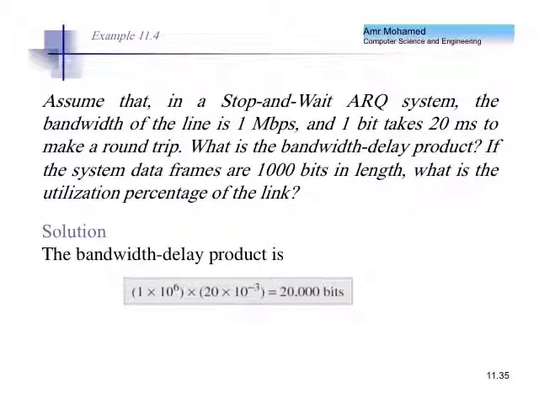So we'll go through this example again quickly. As we said, we're trying to evaluate the performance of stop and wait with ARQ, with automatic repeat request. And we said that the utilization of the channel for the stop and wait is low. This example illustrates this notion by describing a scenario where we have a stop and wait ARQ system. The bandwidth of the line is 1 megabit per second. What does that mean?